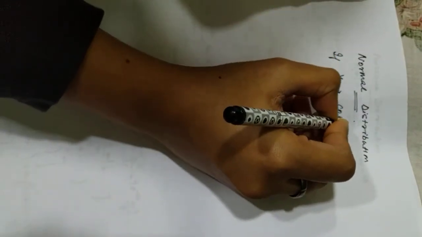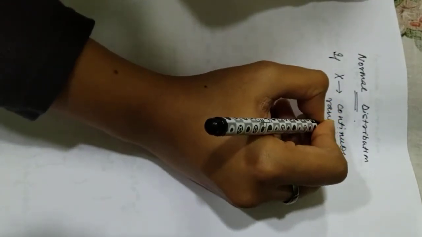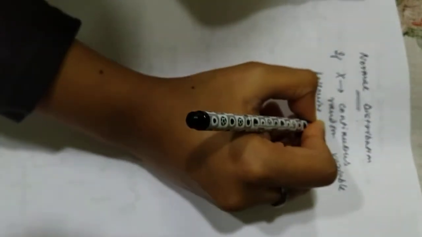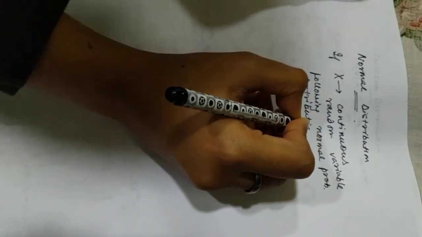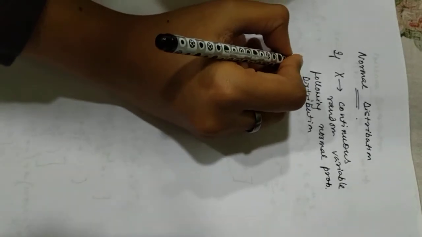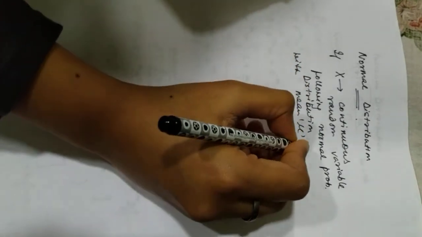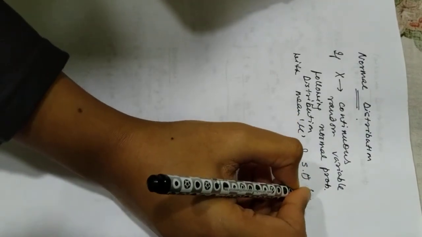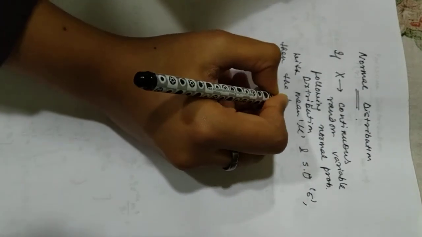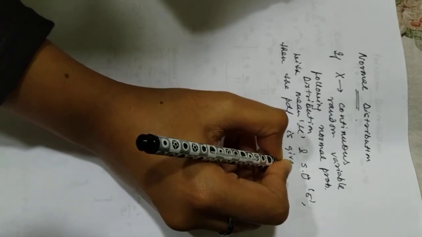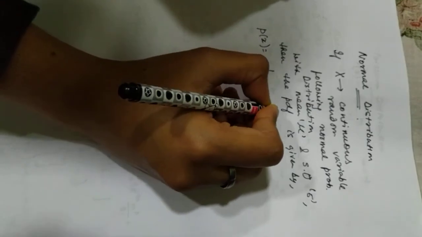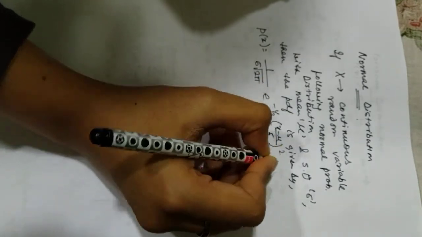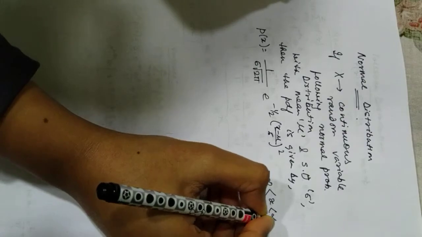If x is a continuous random variable following normal probability distribution with mean mu and standard deviation sigma, then the probability distribution function is given by p(x) is equal to 1 by sigma root over 2 pi e to the power minus half (x minus mu by sigma) square, where x can take any value between minus infinity to plus infinity.